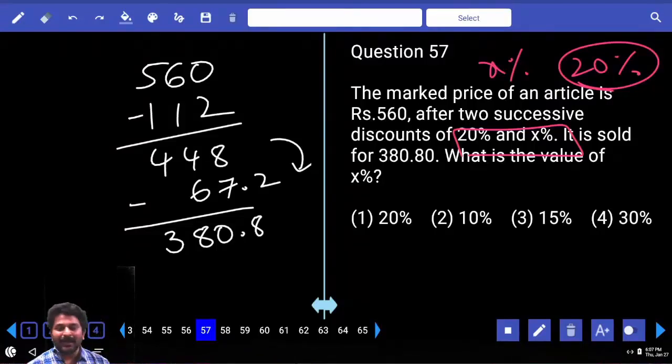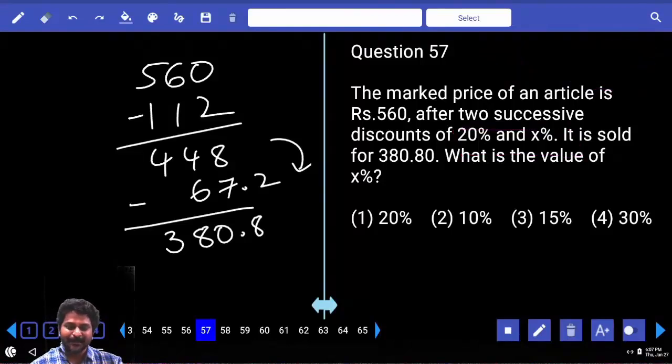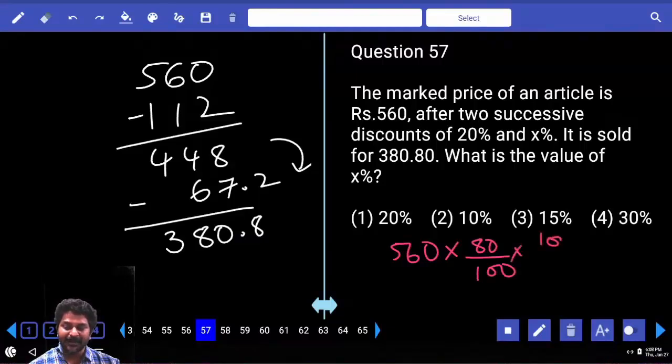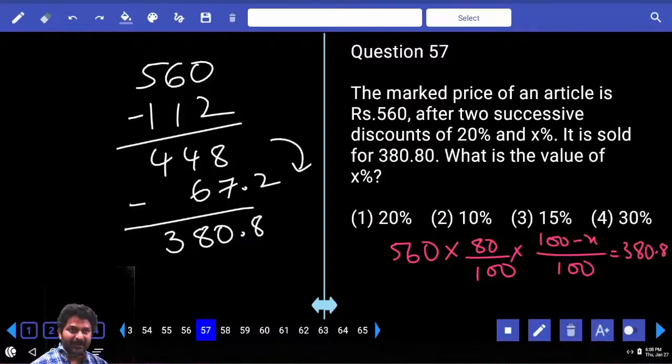If you want to use the formula, see, that becomes messy. 560 is the initial value, a 20% discount is offered, so it becomes 80 by 100, and an x% discount is offered, so it becomes 100 minus x by 100, and this value is equal to 380.8. It takes a lot of time to identify the x value. So don't use formulas. Start with the numbers as they are.